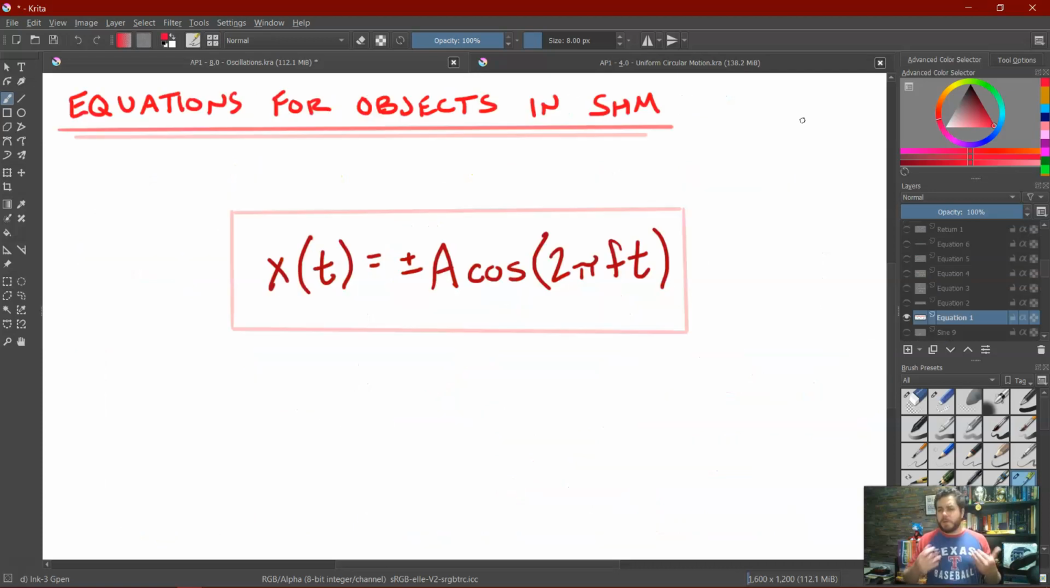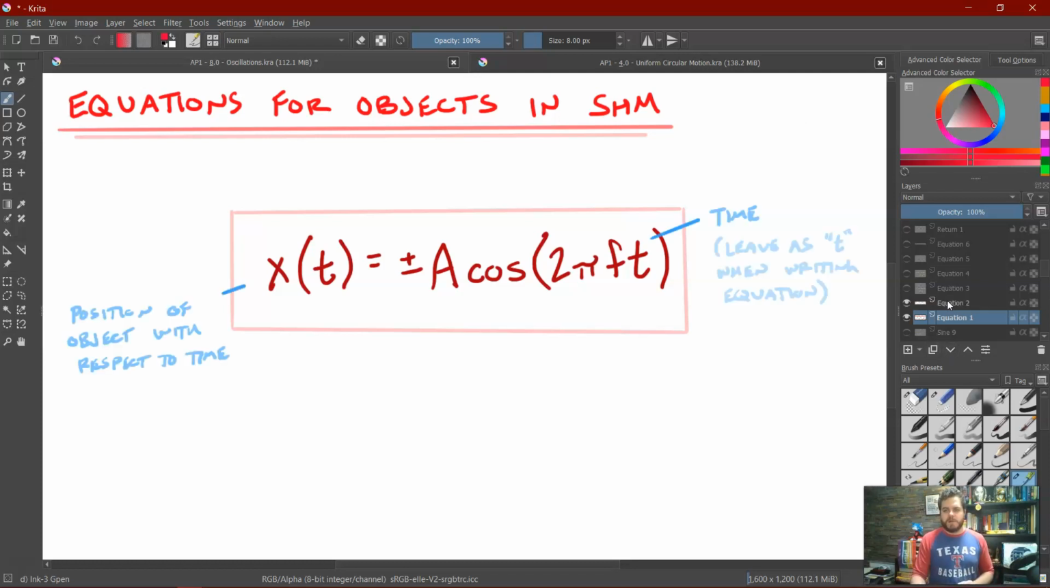So let's start putting all these pieces together so that we can write an equation for this object in simple harmonic motion. And these equations are going to take the following form. x of t is equal to plus or minus capital A cosine of 2 pi f t. And there are a lot of pieces here, and there's a lot of ways we can vary this. So let's start to go through one piece at a time. Well, first off, the x of t is just telling me that this is the position of the object with respect to time.